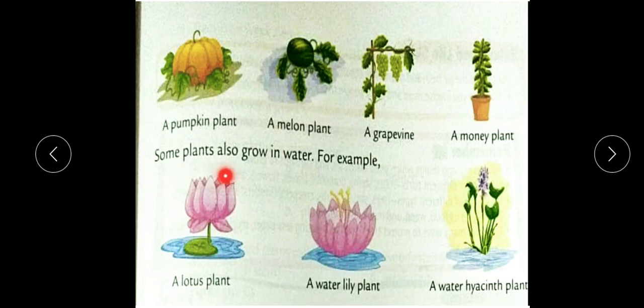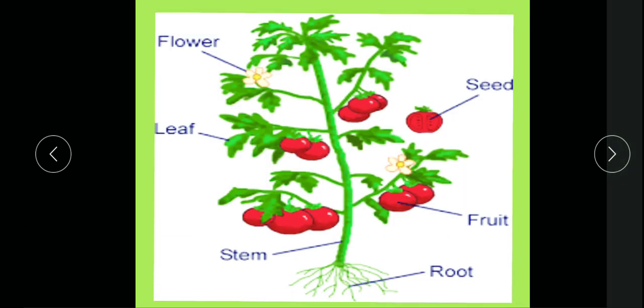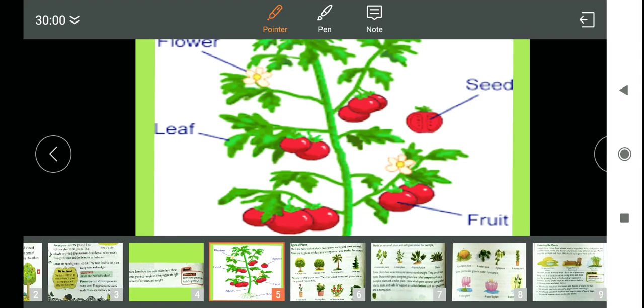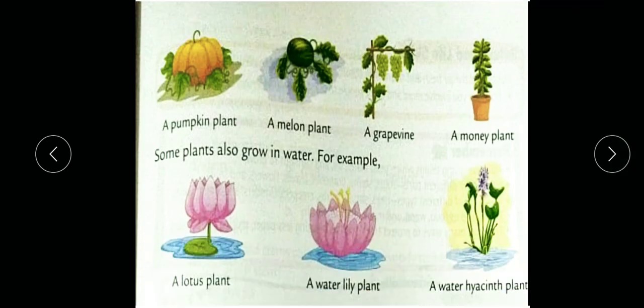Now, some plants also grow in water, like a lotus plant, a water lily plant, and a water hyacinth plant.